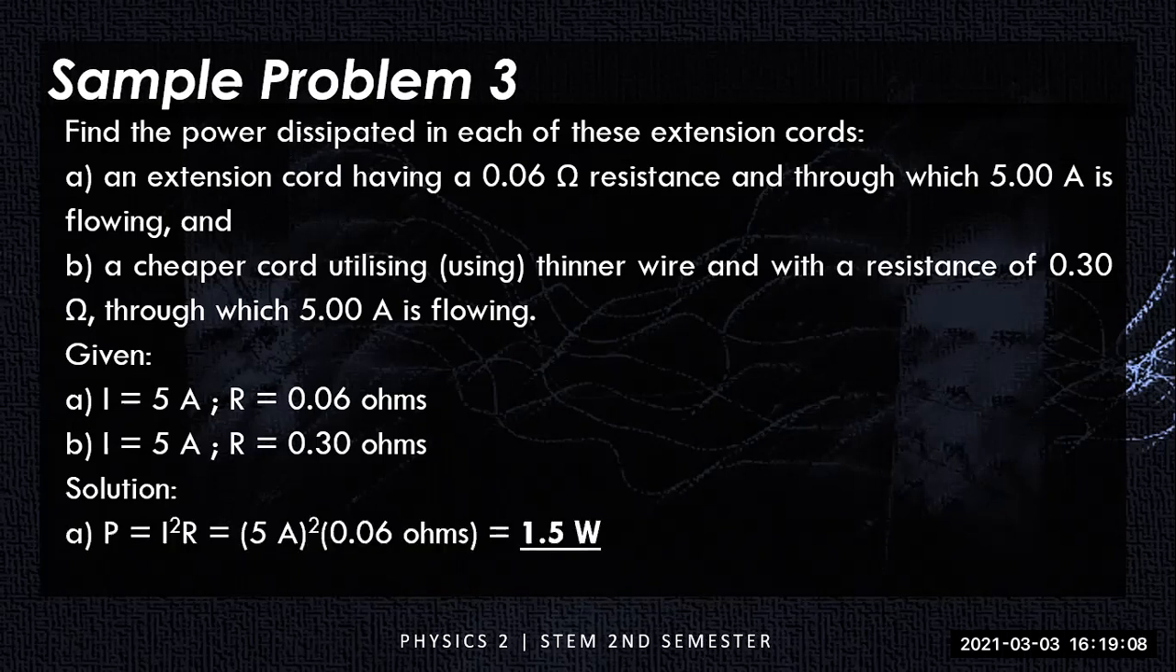To compute for that, P equals I squared times R, equals 5 squared, so that is 25 times 0.06 ohms. You get 1.5 watts. For the second one, we have P equals I squared R, equals 5 squared, which is 25 times 0.30, equals 7.5 watts. So we now know that the cheaper cord consumes more power compared to the extension cord having a lesser resistance.